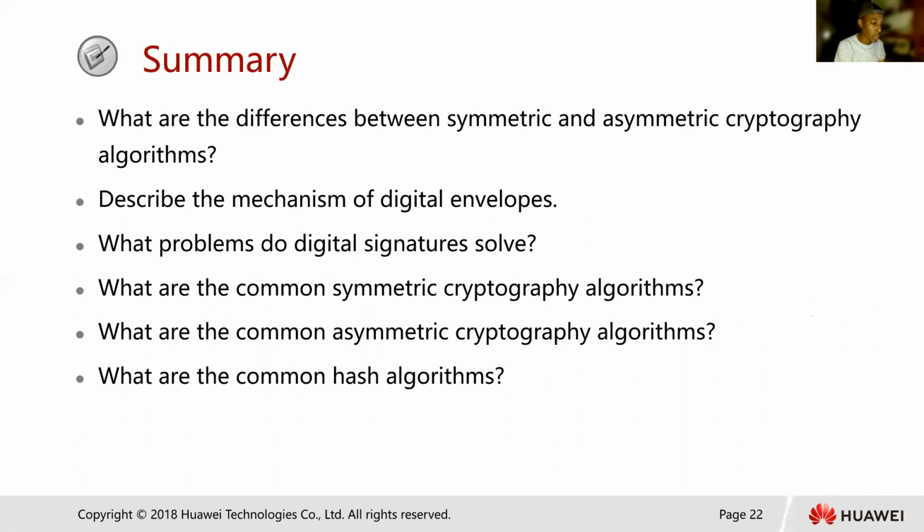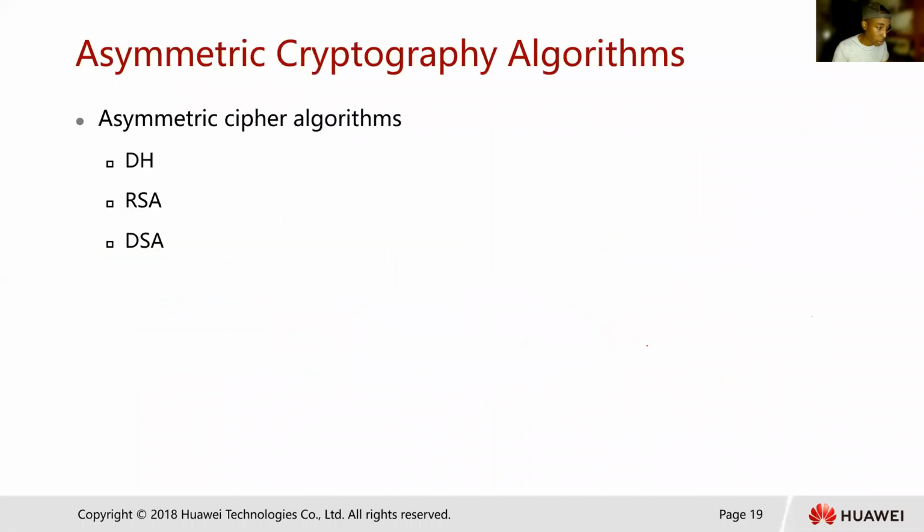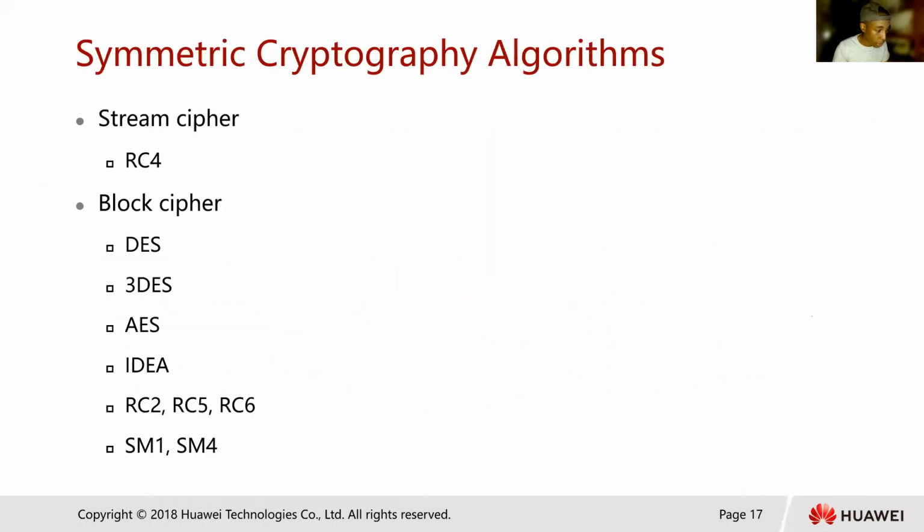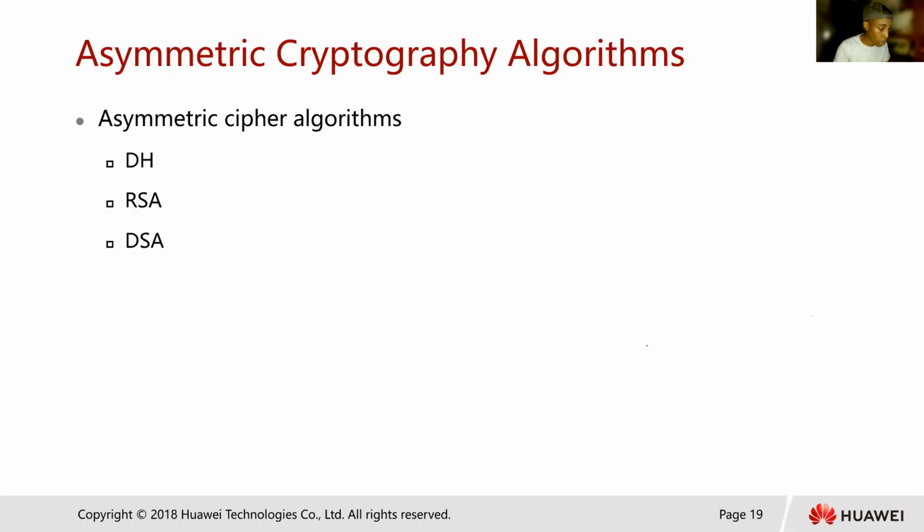We saw what digital signatures do, so that they help in verifying that whatever is received is what was actually sent. We looked at some of the common symmetric cryptography algorithms. Here we talked about which ones are they? Remember them? RC4, DES, triple DES, AES, IDEA, RC2, RC5, RC6, and SM1 and SM4.